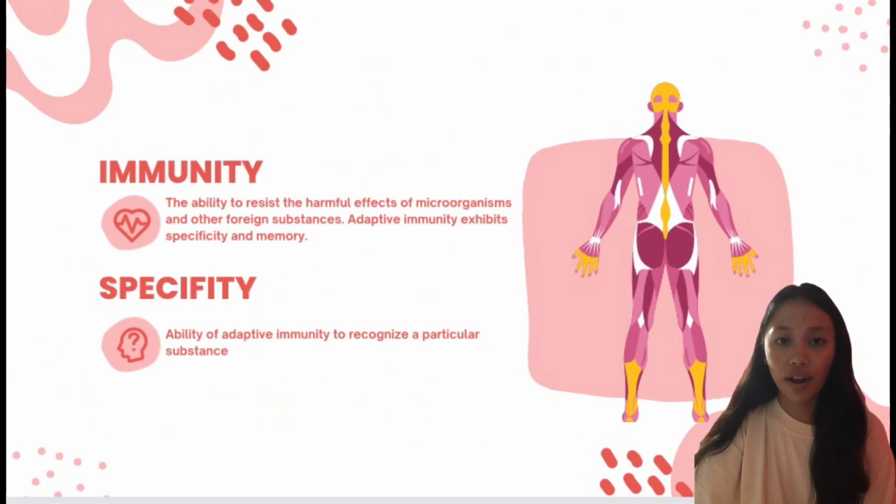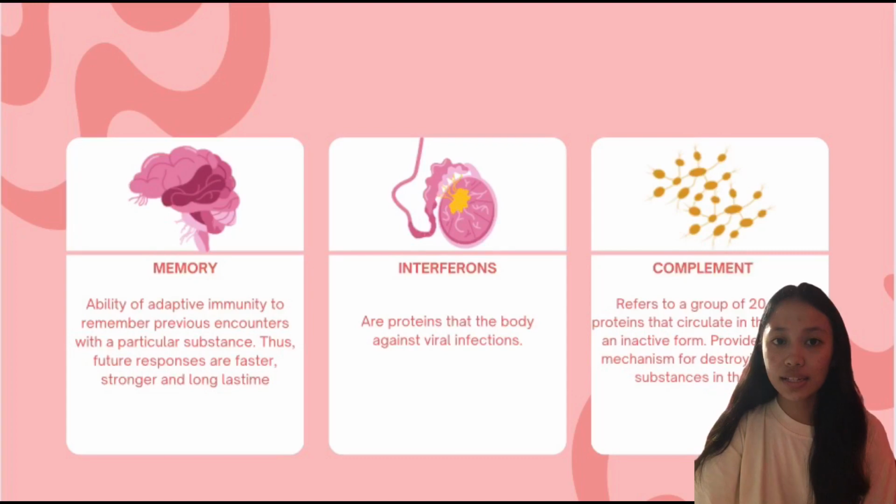Next, let's define what specificity is. It refers to the ability of adaptive immunity to recognize a particular substance. Next, let's define what memory is. Memory is the ability of adaptive immunity to remember previous encounters with a particular substance. Thus, future responses are faster, stronger, and long-lasting.